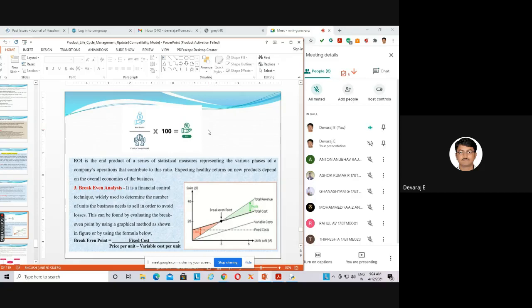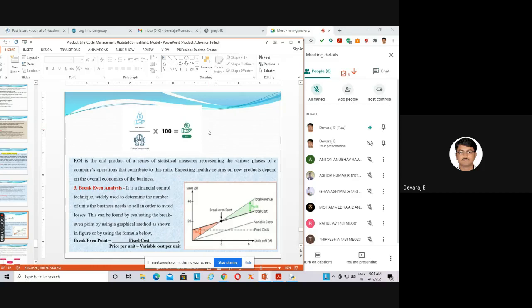ROI, the return of investment, is the end product of a series of statistical measures representing the various phases of a company's operations that contribute to this ratio. Expecting healthy returns on new products depends on the overall economics of the business. So always remember, if you want more return of investment, you should produce a product with respect to customer needs. The cost should be less and the quality should be good. If you supply more products and customers take more, you get more revenue, so your return of investment will be more.